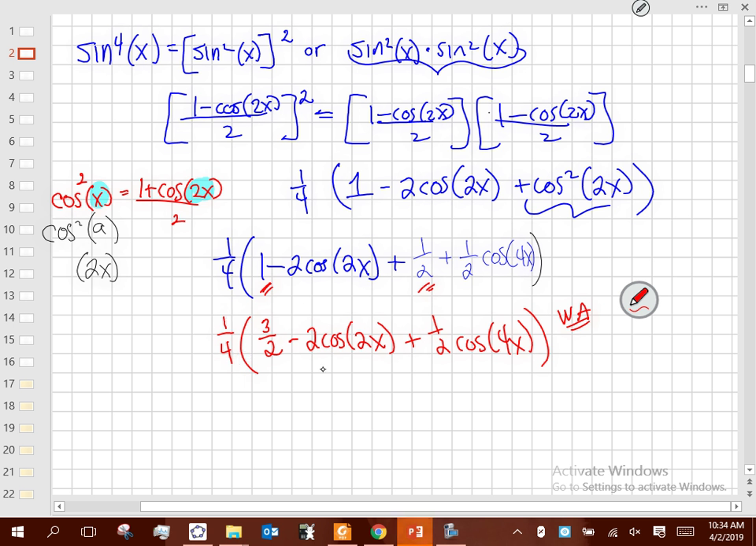We can distribute that 1/4 back through and make this 3/8 minus 1/2 cosine of 2x plus 1/8 cosine of 4x. And that should be, and we're going to double check with the graph here, the same thing as sine to the 4th of x.